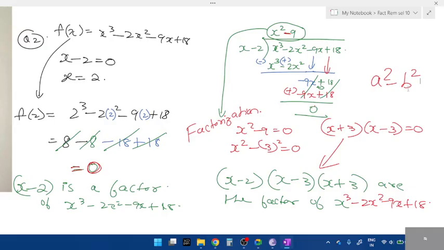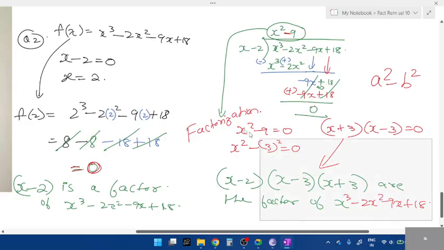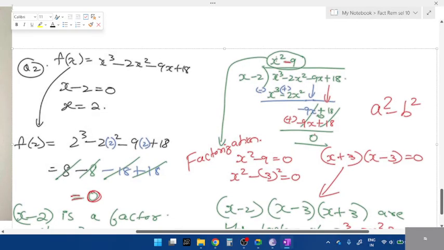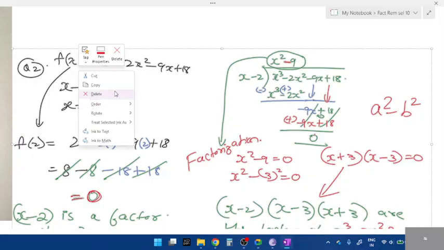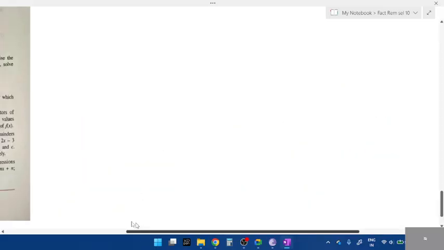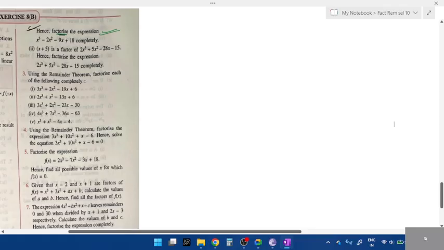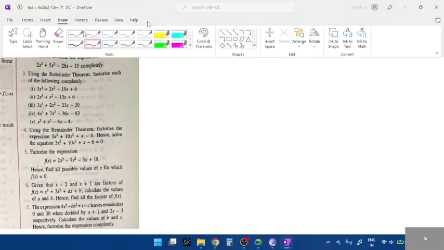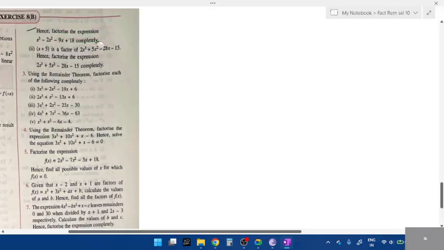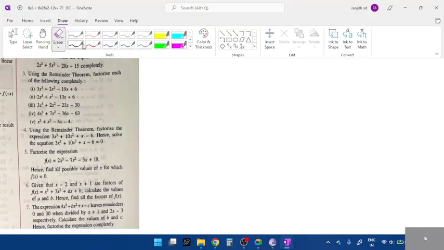Okay, all of you are completed. Shall I do the next one? So when do we use this long division, students? For which particular word do we use this? I told you in the beginning. Whenever they ask you to factorize completely, we use long division.